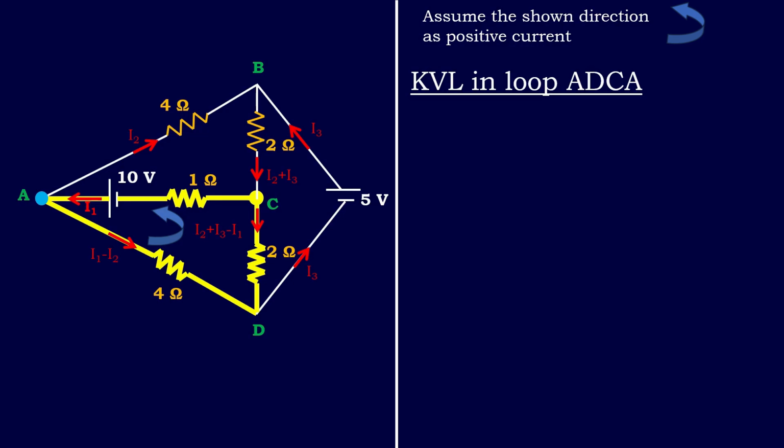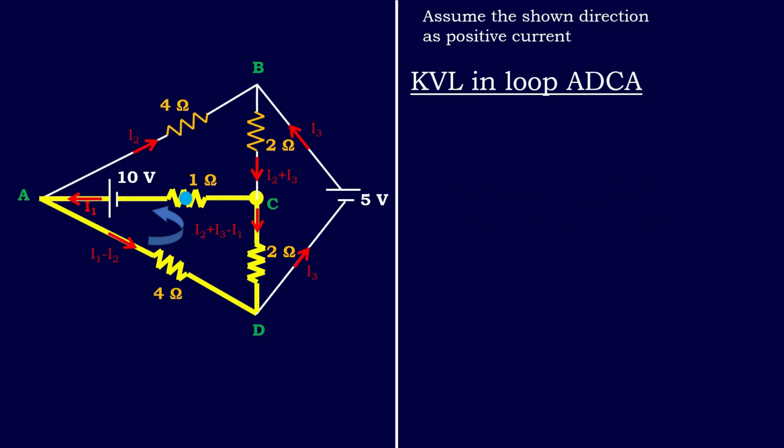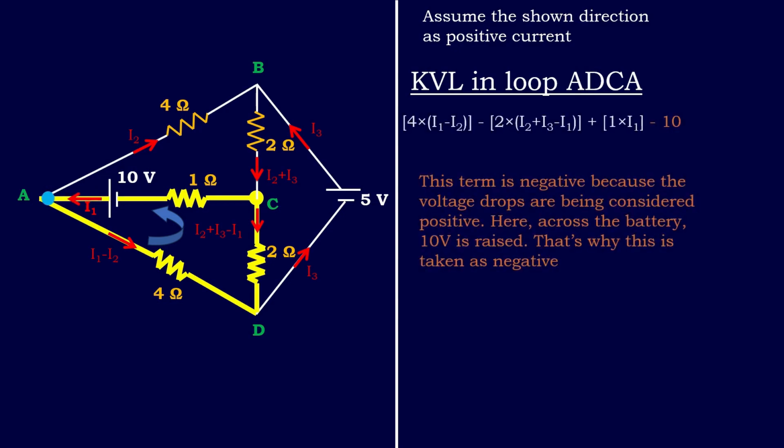The voltage drop across the 4 ohm resistor is written as 4 multiplied by (I1 minus I2). Next, the voltage drop across the 2 ohm resistor is written as minus 2 multiplied by (I2 plus I3 minus I1). This term is negative because the assumed positive direction is opposite to the direction of current. Next, the voltage drop across the 1 ohm resistor is written as 1 multiplied by I1. Next, we write minus 10 volts. This is because we are assuming voltage drops as positive and this battery causes a voltage rise.